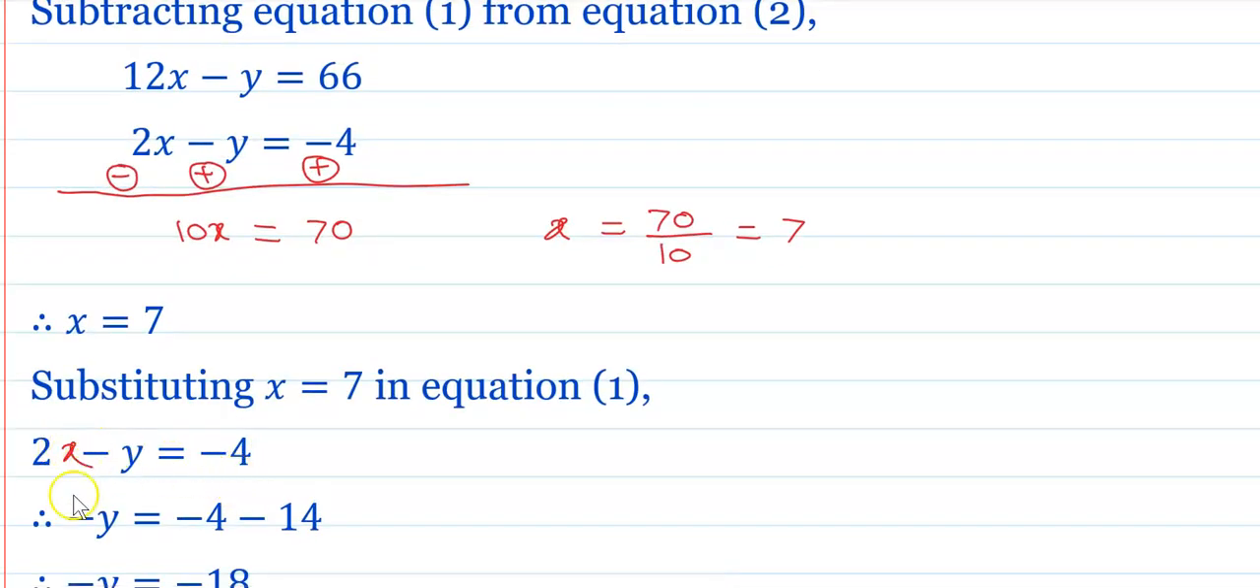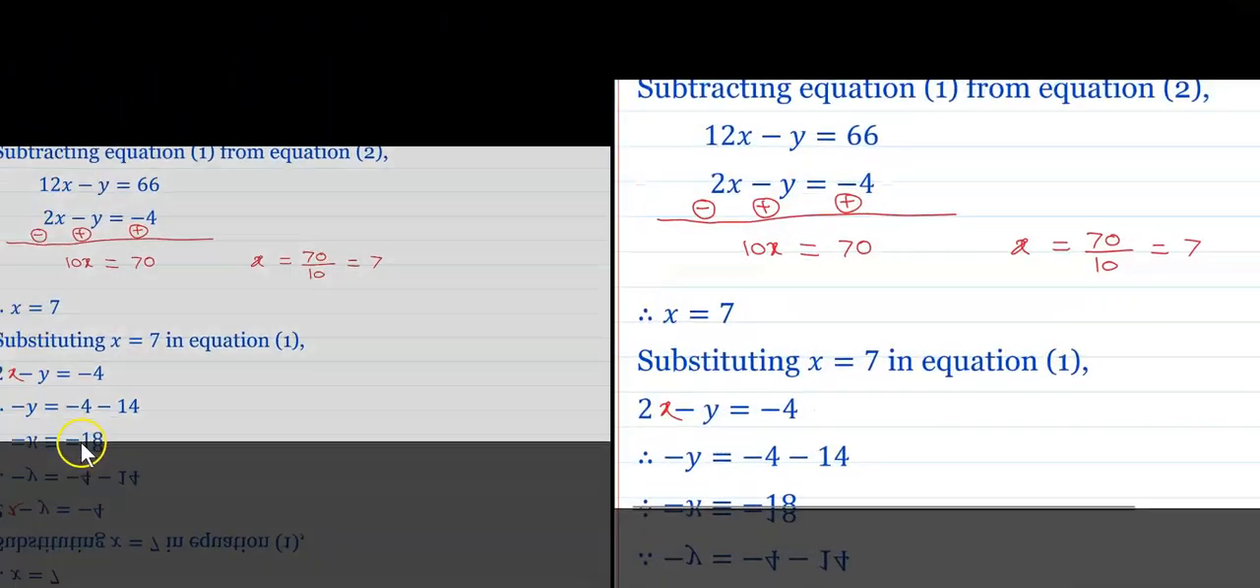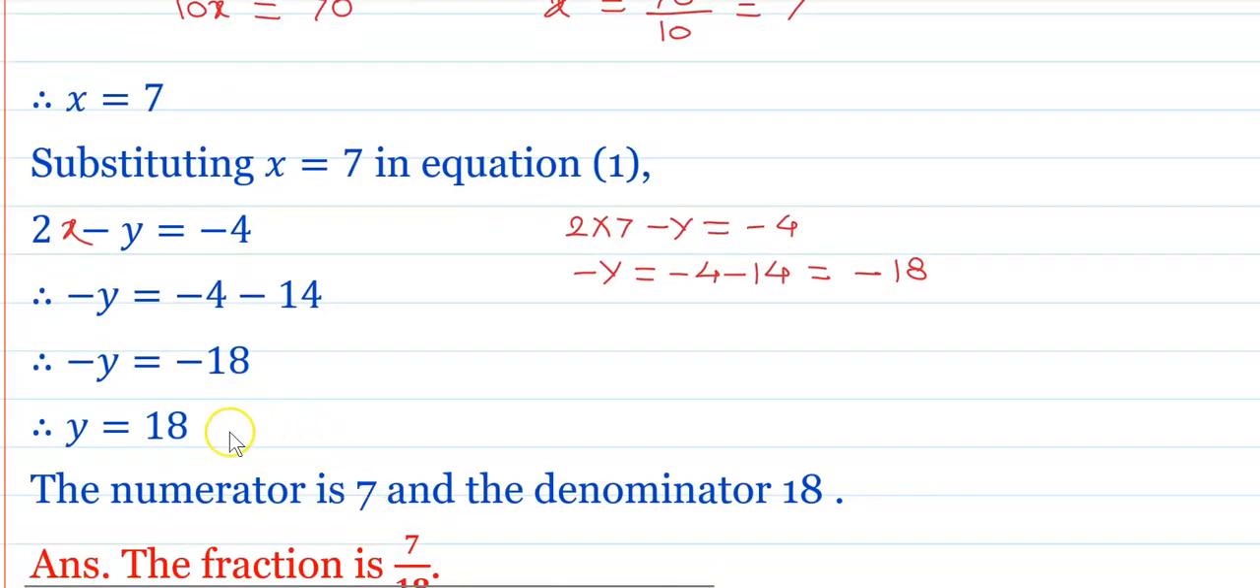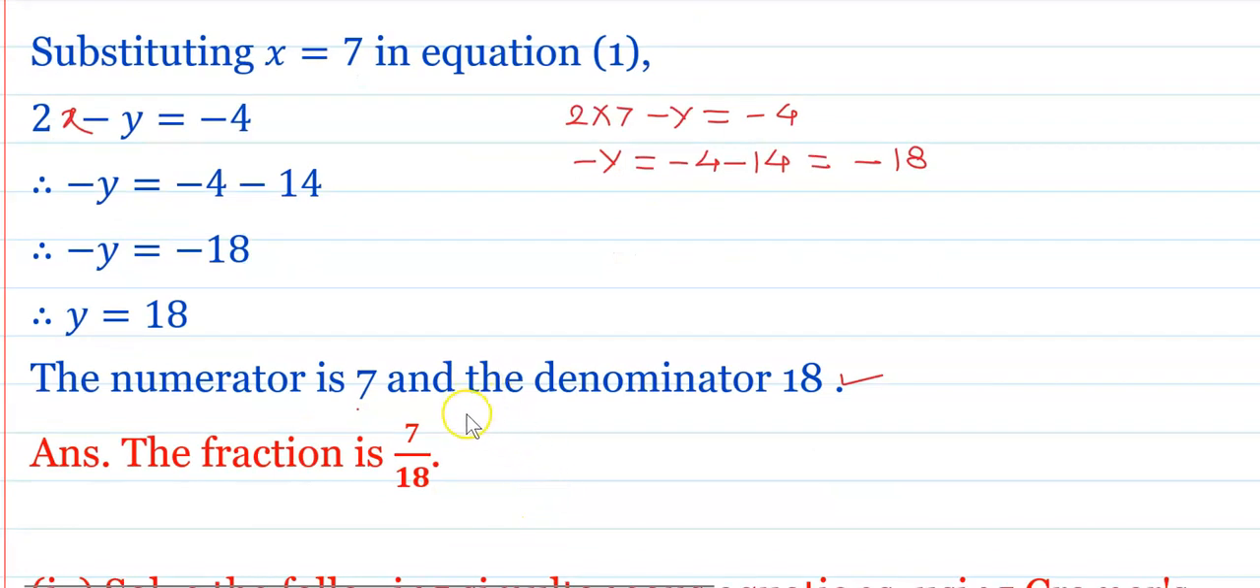Okay, if you substitute x is equals to 7 here, then you will get 2 into 7 minus y is equals to minus 4. Therefore, minus y is equals to minus 4 minus 14, and that is equals to minus 18. Okay, minus y is equals to minus 18. It means that y is equals to 18, and therefore the numerator is 7 and the denominator is 18. Therefore, the required fraction is 7 upon 18.